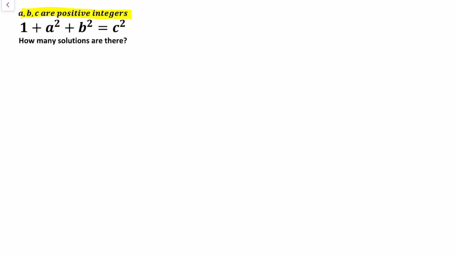So for example, we could see easily a, b, c. If a is 0, b is 0, c is 1, we have a solution, or similarly, plus or minus 1, clearly we have a solution, and so on. There are several others, right? So the question here is to find how many solutions are there, all right?